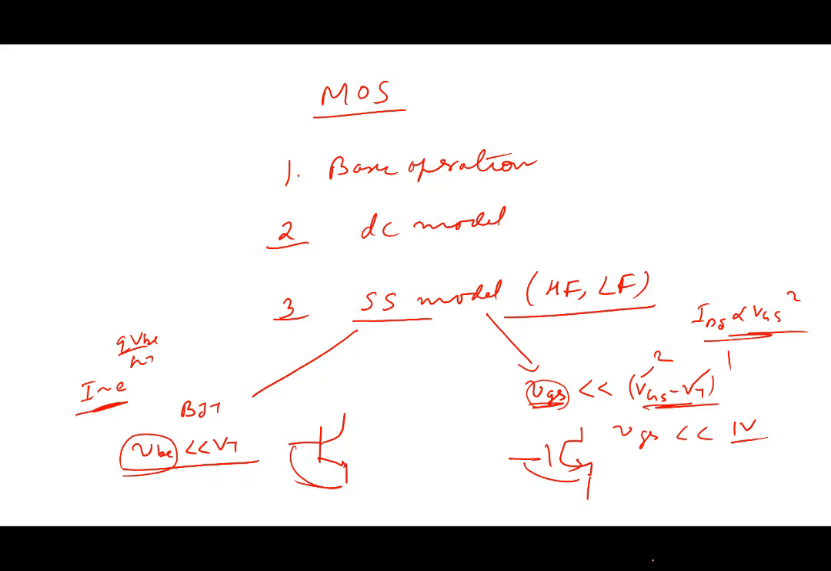All right, so all these things are there now: basic operation, DC model, small signal model. And we just saw briefly that you can take these models, plug them into your common source amplifier, and get very similar expressions. You can do common source, common drain, common gate, all of that in a straightforward manner. And the characteristics are also similar here. All right, so let's stop.